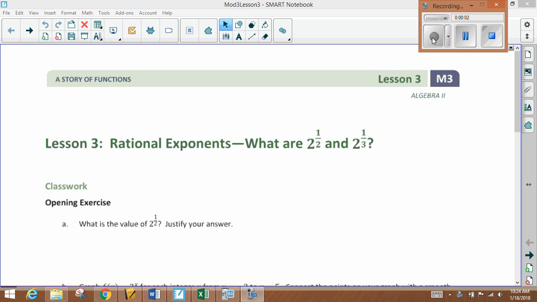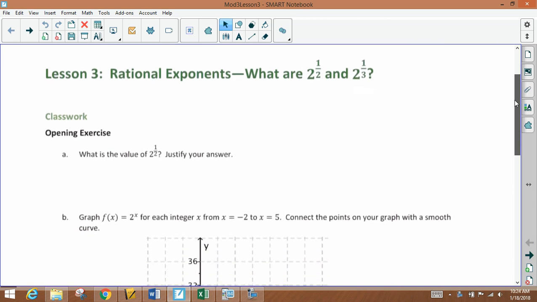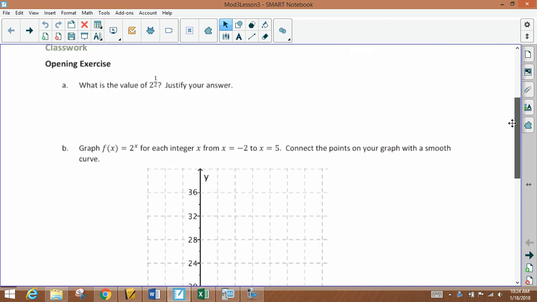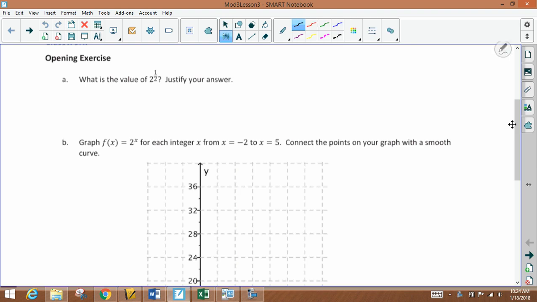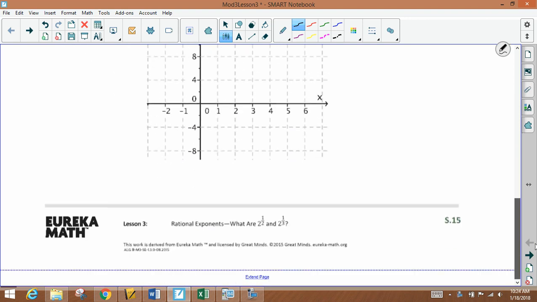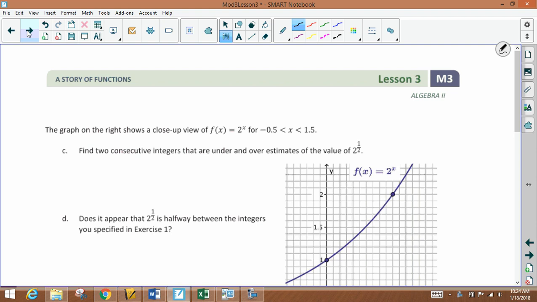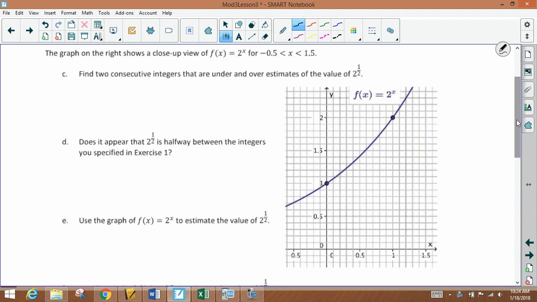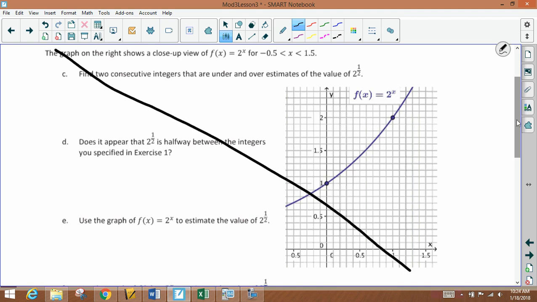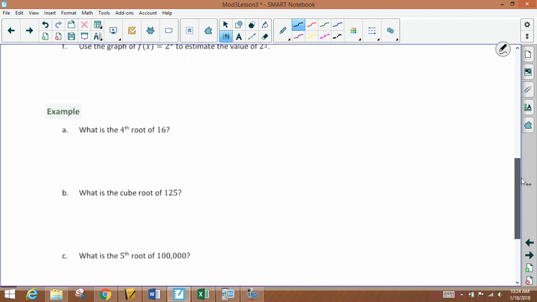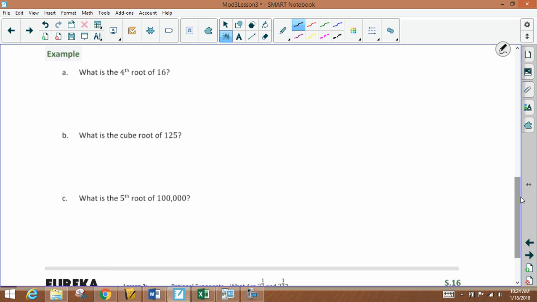Lesson 3. We're going to talk about rational exponents. That is just a fancy way of saying when your exponent is a fraction. So rational exponent means your exponent is a fraction. This opening exercise, actually, we're not going to do. We're going to skip right on through. And then we're also not going to do this. We're going to start right here.